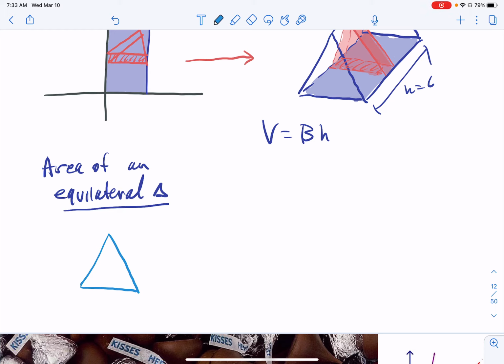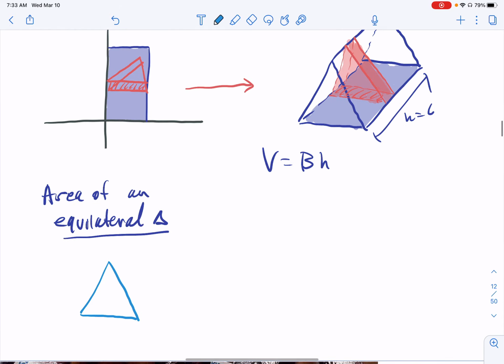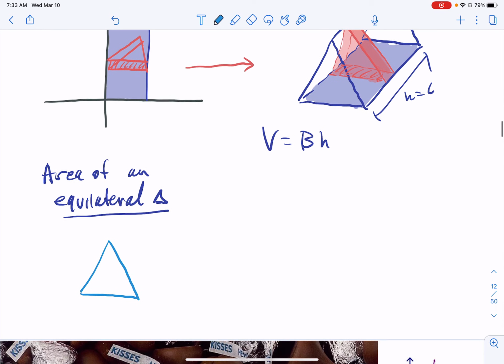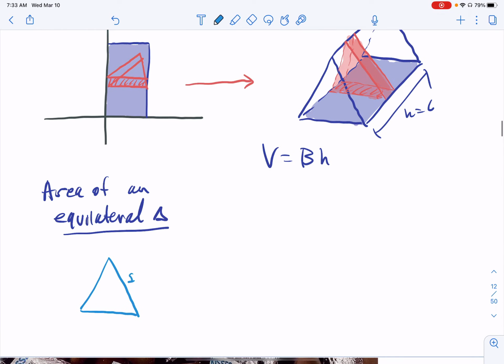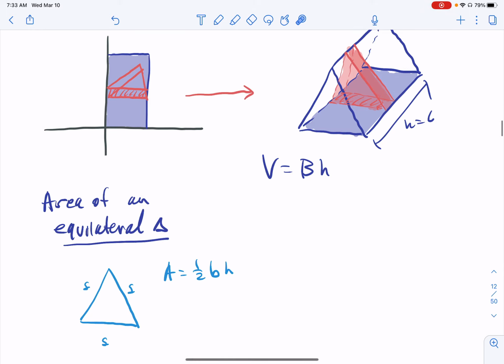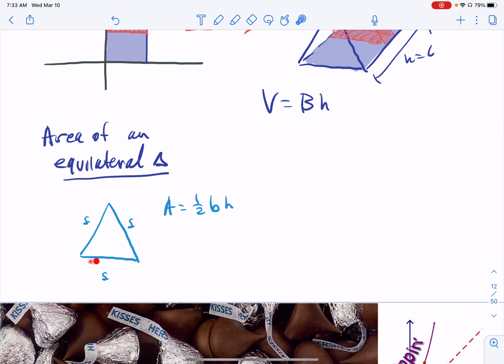Okay, so I have an equilateral triangle, as you can clearly see here. All the sides are the same. I'm just going to call it S, right? It's this fancy S shape here. And any triangle's area would be 1/2 base length times the height. And we already have a base length. Our base length is a side length down here. And our height, let me just go ahead and draw this thing in.